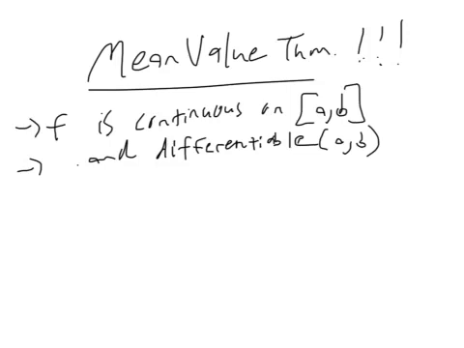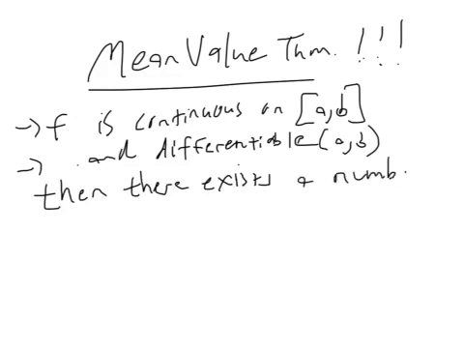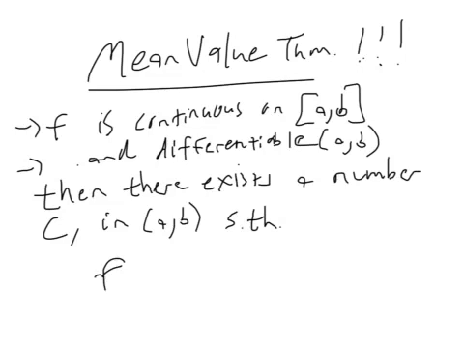Then, if those are both true, then there exists a number C. Alright, I'll write it down. Then there exists a number C in AB such that, I'll use this again for such that, the derivative of f evaluated at C is the same thing. Before I said it was 0, but now we're going to say this.